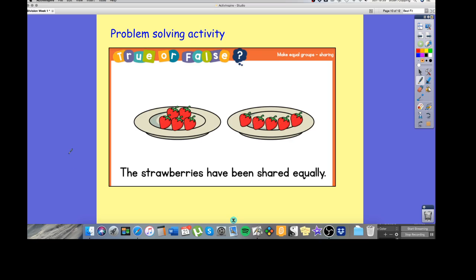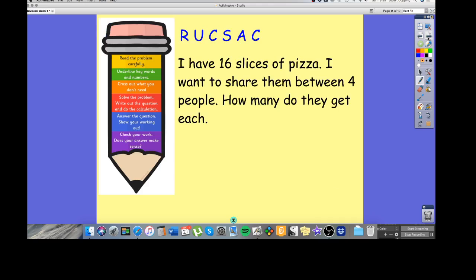Right, that is Monday's activities done. I do just want to have a quick talk about what you're going to do tomorrow. You're going to be using Rucksack. Now, we've all used Rucksack before, but it's been a while since we've used it. So I wanted to go through it with you as a group.